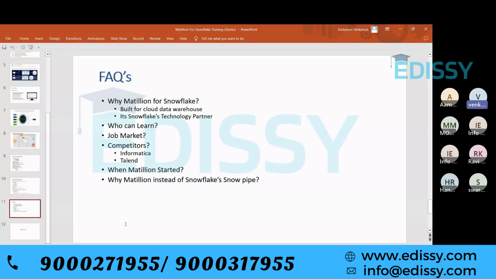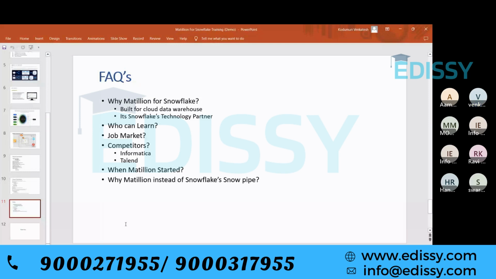Okay, so coming to Matillion, it has been around for more than a decade. Every 3 months, Matillion releases some updates, which can be seen in the documentation itself.